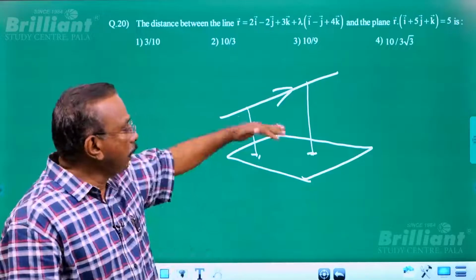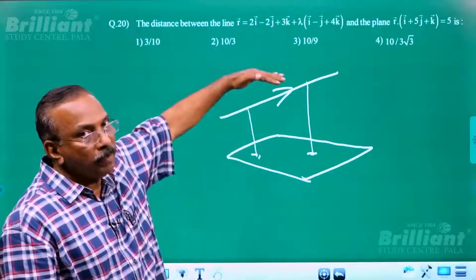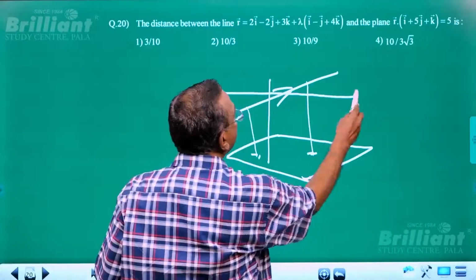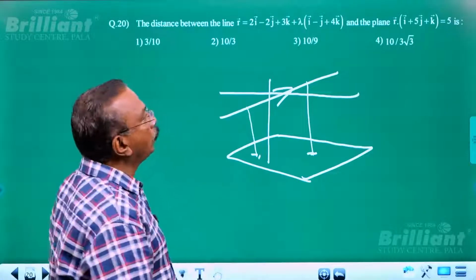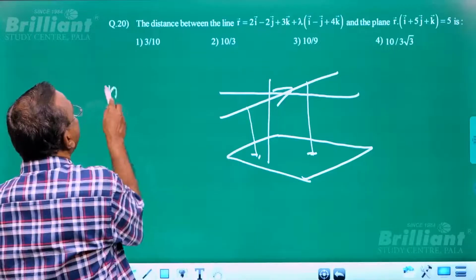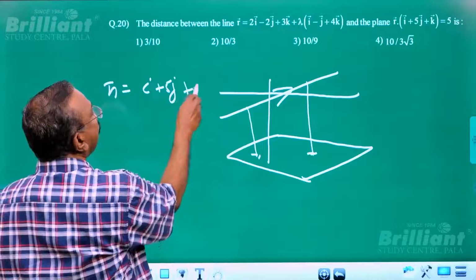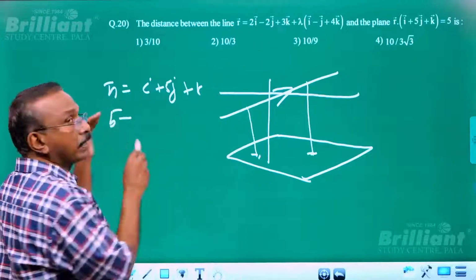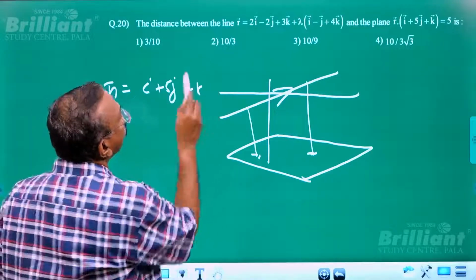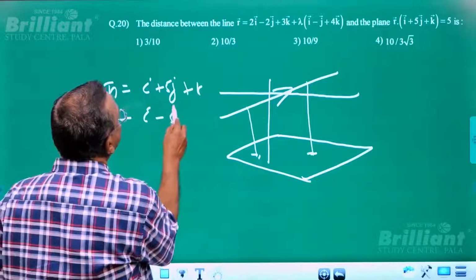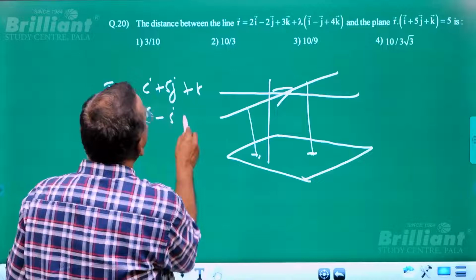That means if the plane is there and the line should be parallel, then if you draw the normal, that normal is definitely perpendicular to the line. Then only it is parallel. The normal of the plane, n bar, is i + 5j + k, and b bar is the direction ratios of the line, which is i − j + 4k.